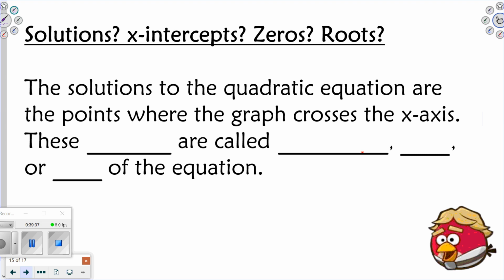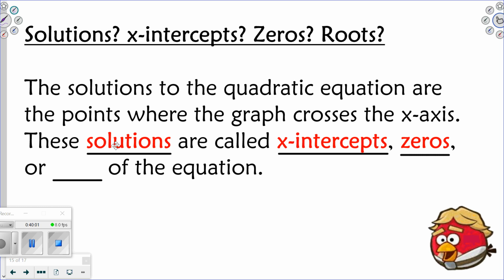All right. So just a little bit of terminology for you guys. So the solutions to the quadratic equation are the points where the graph crosses the x-axis, right? Wherever it crosses. So these solutions are also called your x-intercepts. Probably have heard that term before. They are also known as your zeros.